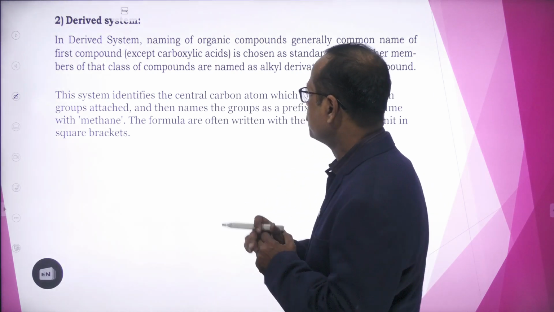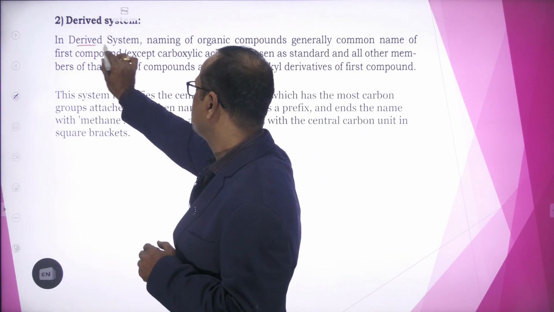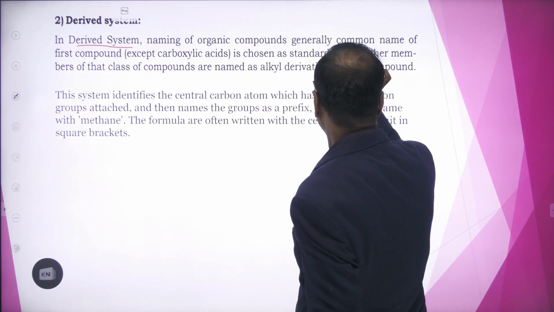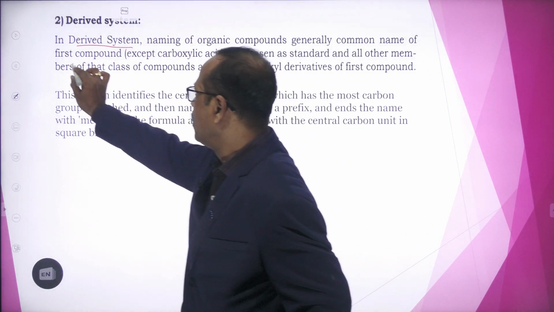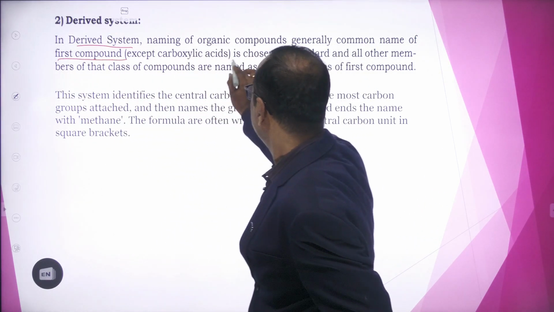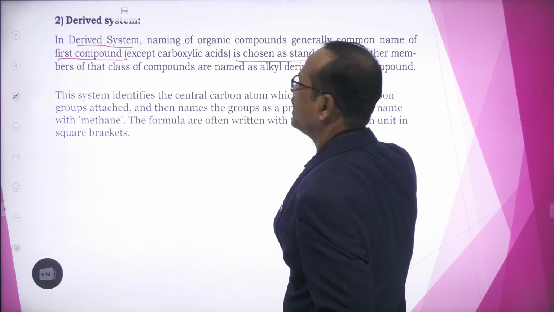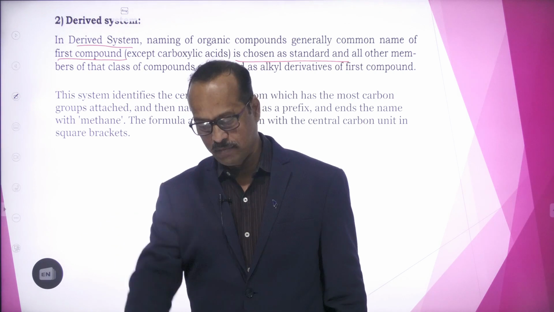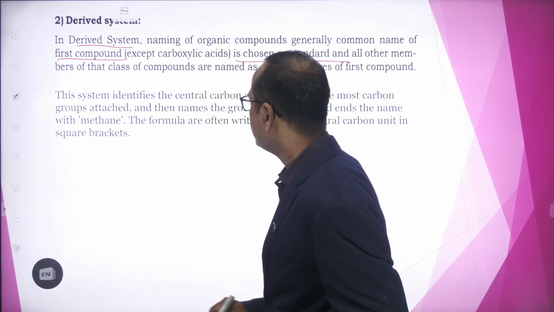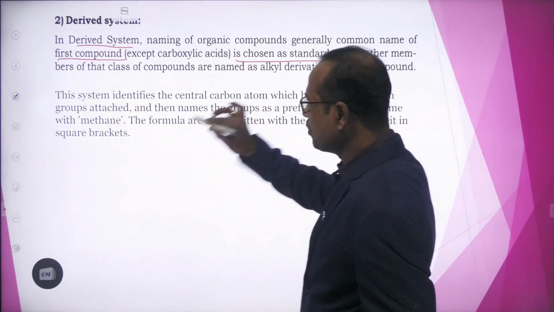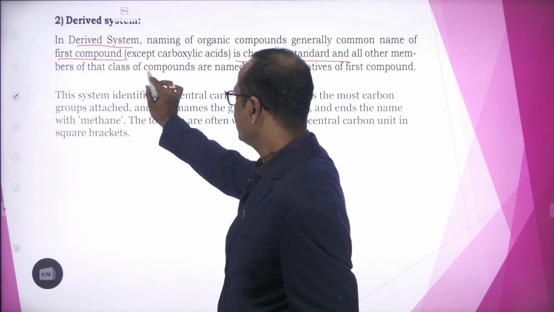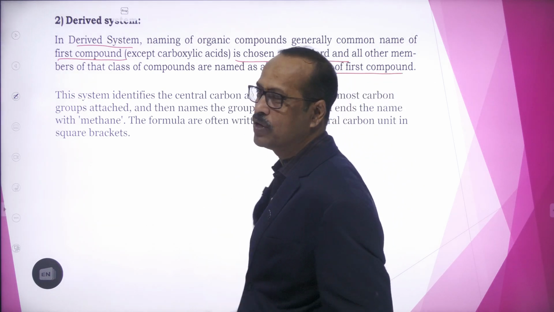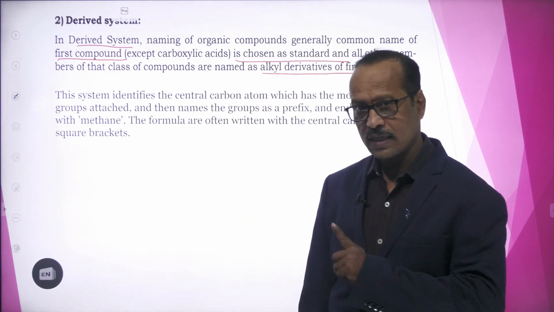For example, you see in the derived system. This is the derived system. In naming of organic compounds, generally the common name of the first compound is chosen as a standard. How? I'll explain. All other members of that class of compounds are named as alkyl derivatives of that first compound. Did you understand this one sentence?